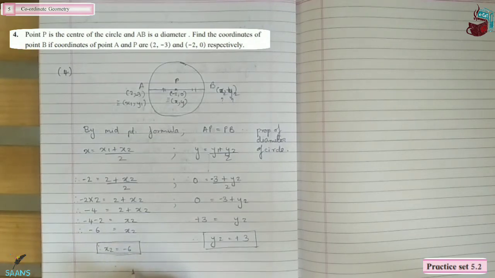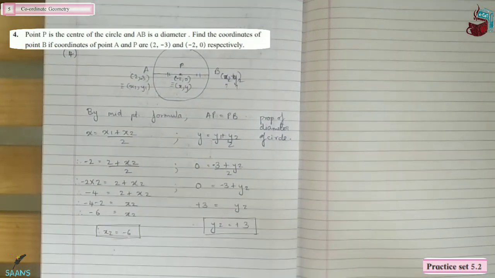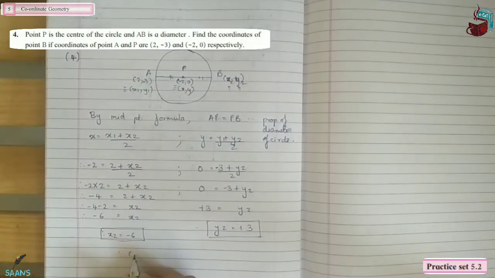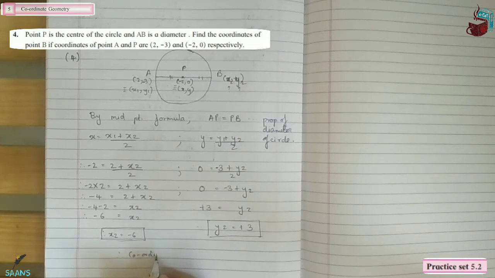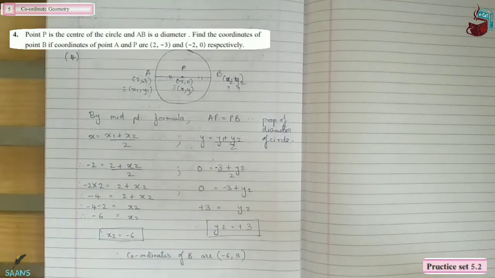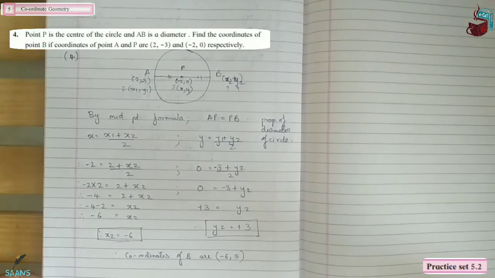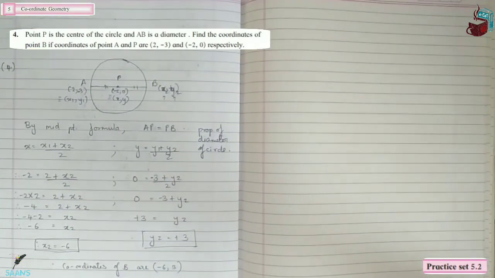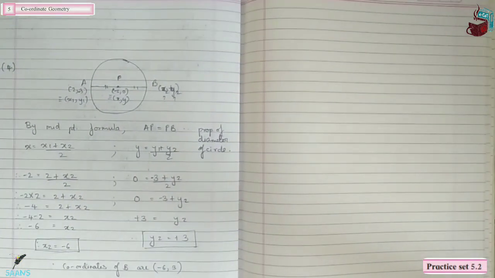Okay. So, therefore, coordinates of B are, therefore, coordinates of B are minus 6 comma 3. Okay, so we are done with this. Now we'll move on to the next sum. That is the 5th sum.